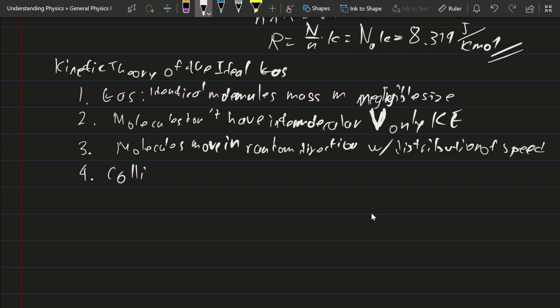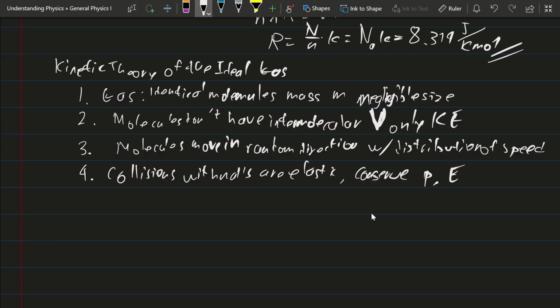And lastly, collisions with walls are elastic. So basically, this is a conservation of momentum. So this conserves momentum and energy.